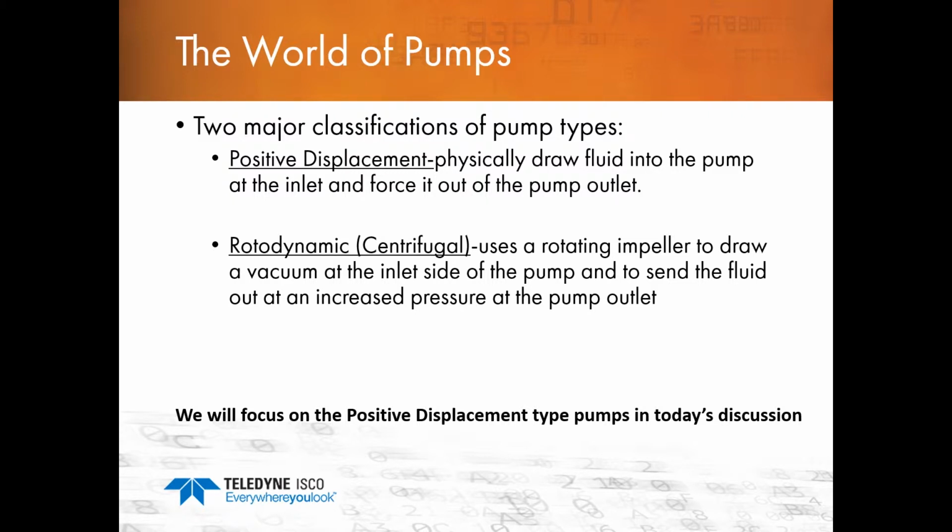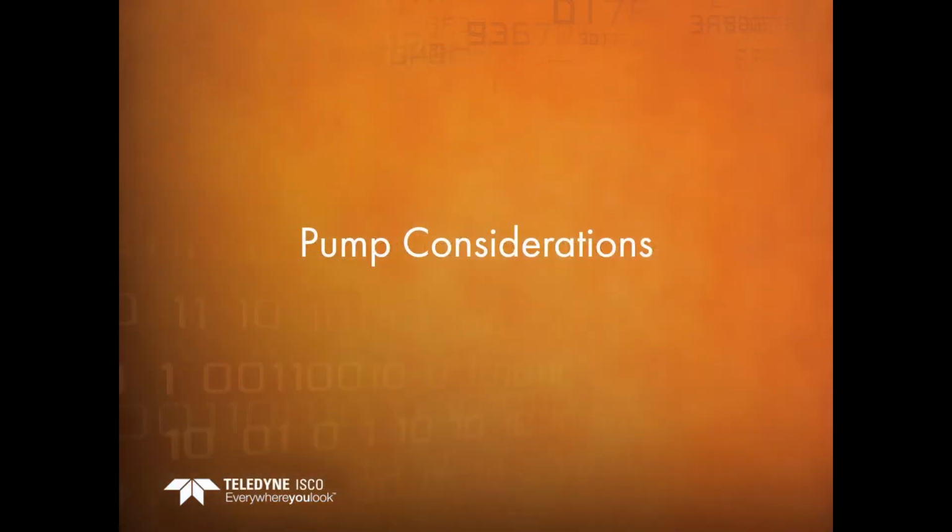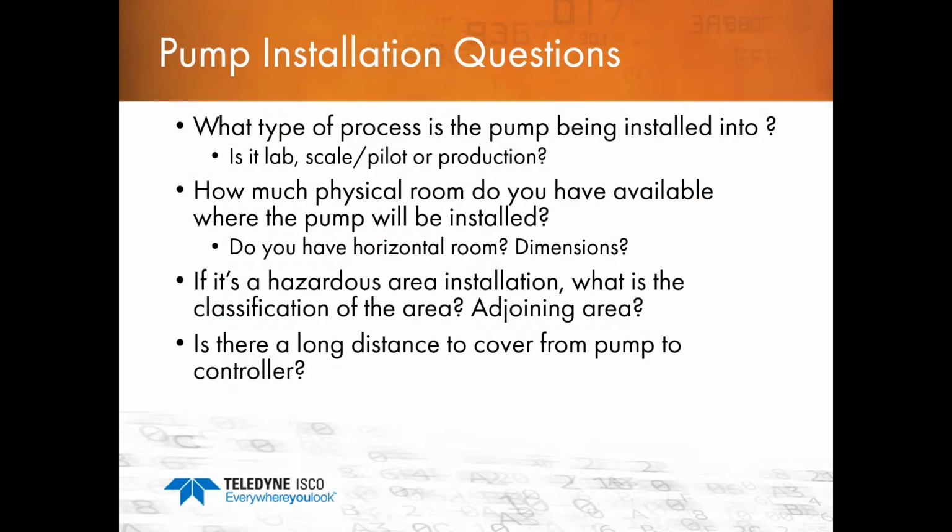So let's look at when you're trying to set up your pump. One way to optimize it is installing it correctly. Some things you need to consider when you're looking at the installation, or designing an installation, is what type of process is it going into? Is it in the three categories: lab, scale, pilot, or is it production? Which one of those three boxes fit? How much physical room do you need?